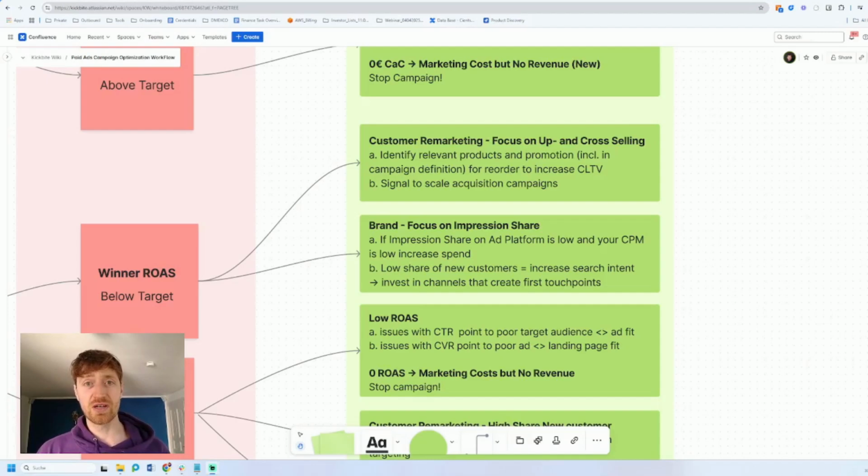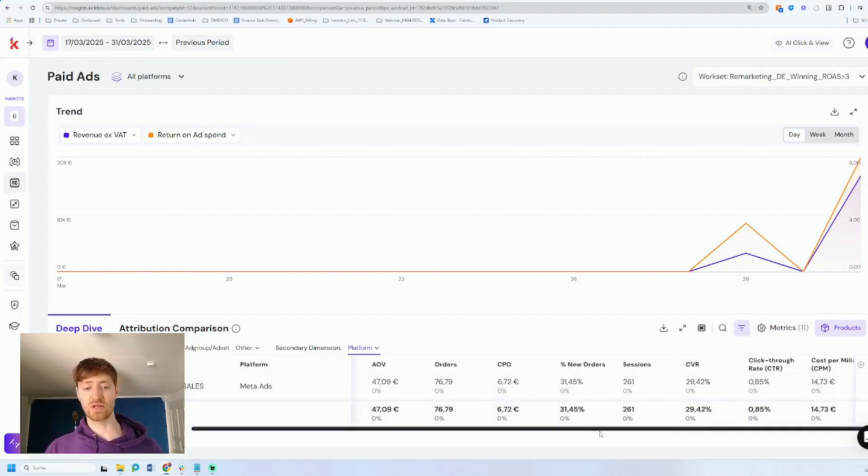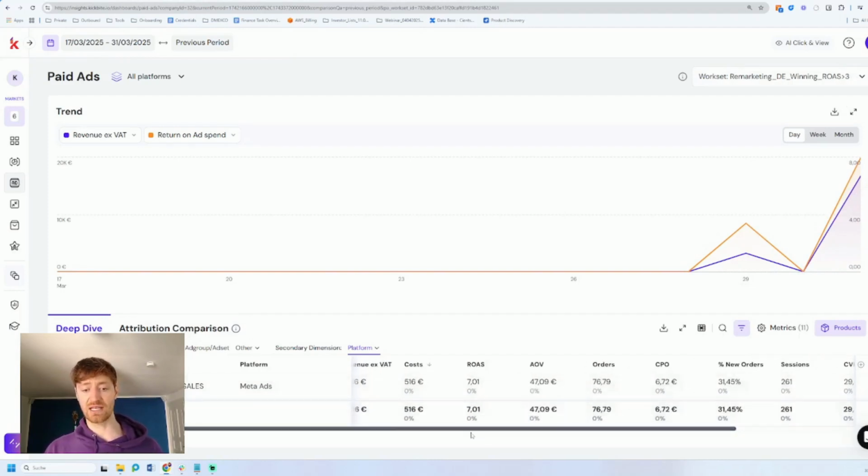Let's look into the winning campaigns for customer remarketing and brand based on the ROAS that's above the target we have set. For customer remarketing, we have built the view here where the ROAS should be above 3, and we see there's one campaign that achieves that goal with a ROAS of 7, and we are spending 500 euros, and we just started the campaign in the last days of March.